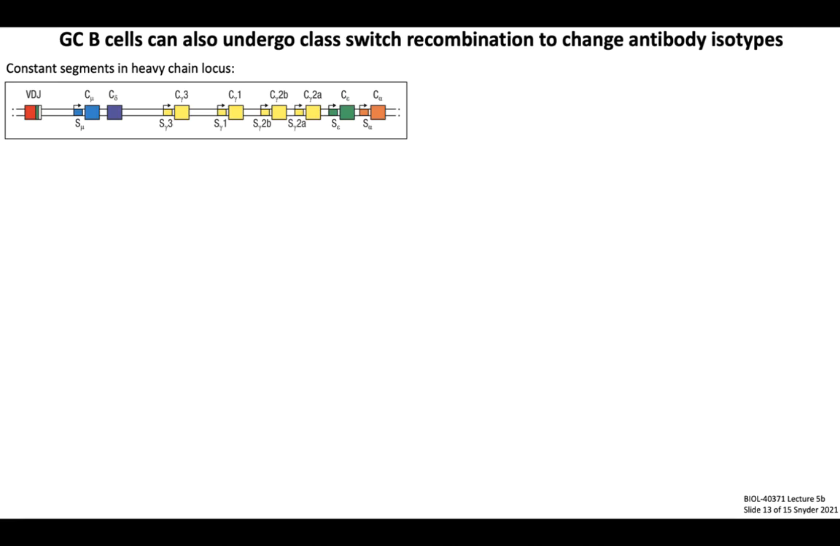Class switch recombination is a form of non-homologous DNA recombination that only occurs in B cells that have been activated by cognate antigen. The specific constant region gene segment that is selected during class switch recombination depends on the types of cytokines detected by the B cell in the germinal center, though we will discuss how those cytokines correspond with different antibody isotypes in the next lecture.